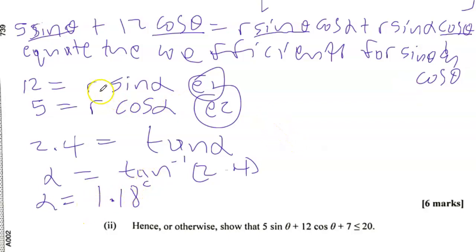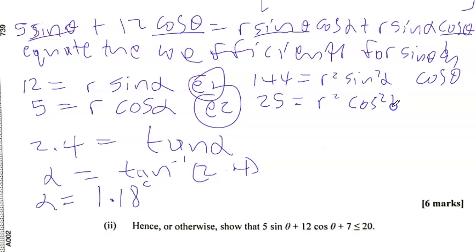And for the value of r, we can use these two equations again. We can square both equations. If we square equation 1, we get 144 equals r square sine square alpha. Square equation 2: 5 square, that's 25, equals r square cos square alpha. So we can add them. If we add 144 and 25, that's 169, equal to r square sine square alpha plus r square cos square alpha.